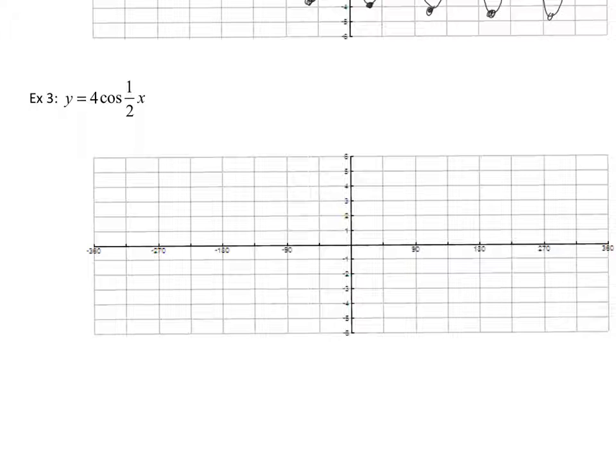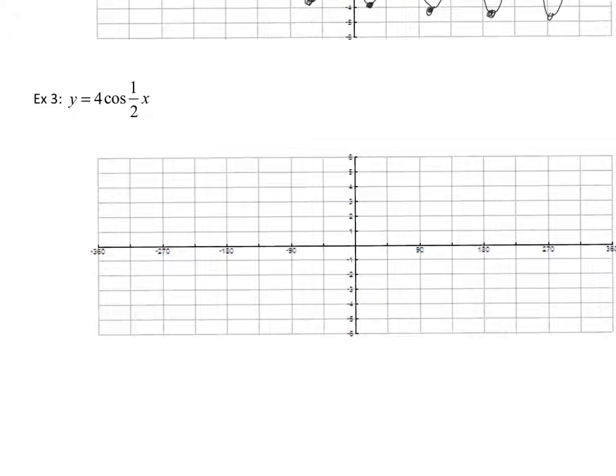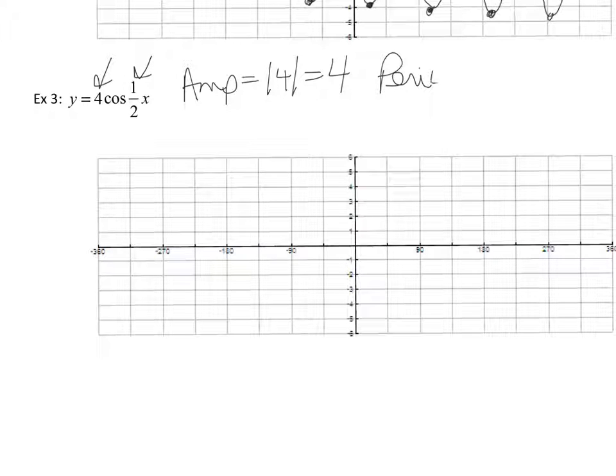Let's try one more example. Example 3, another cosine curve. Here's my value of A, which is 4. That means my amplitude is the absolute value of 4, which is 4. My value of B is 1/2. That means the period of this graph will be 360 divided by 1/2, which is the same thing as 360 times the reciprocal of 1/2, or 360 times 2, which is 720 degrees.